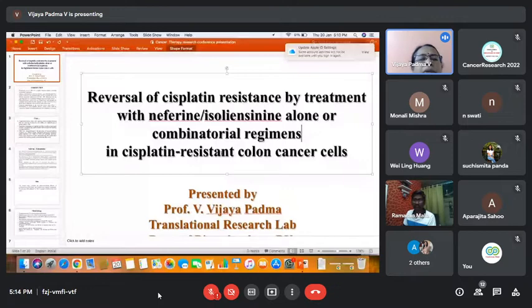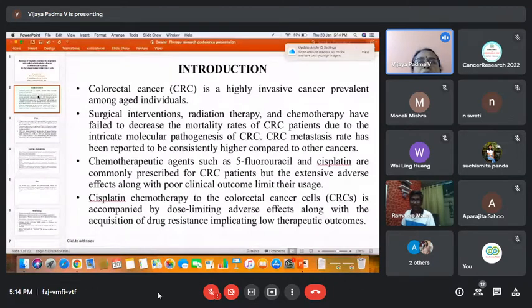So today I'm going to present my work on reversal of cisplatin resistance by treatment with neferine or isoliensinine, either alone or in combinatorial regimen along with cisplatin in cisplatin-resistant colorectal cancer cells. As all of you are aware, colorectal cancer is a highly invasive cancer, prevalent among aged individuals.